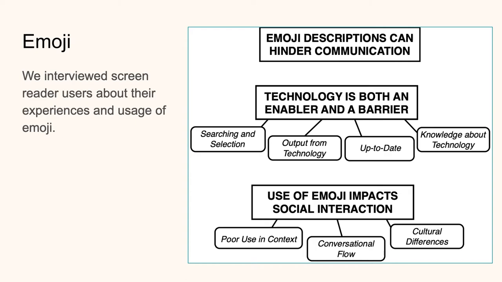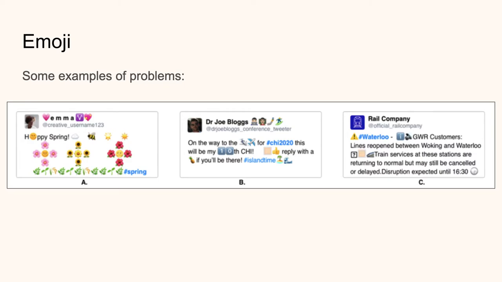And then there are cultural differences. People who were blind talked about using emojis so that they could fit in with sighted culture. When communicating with blind friends, they would tend to use emoticons rather than emojis. Two completely unrelated things, but they're much more readily understood within the blind community than the visual representation of an emoji. So those are just some examples of problems that people have.